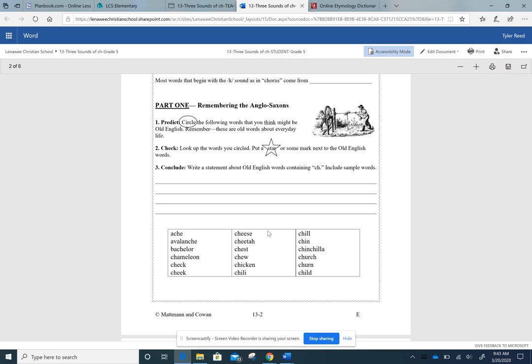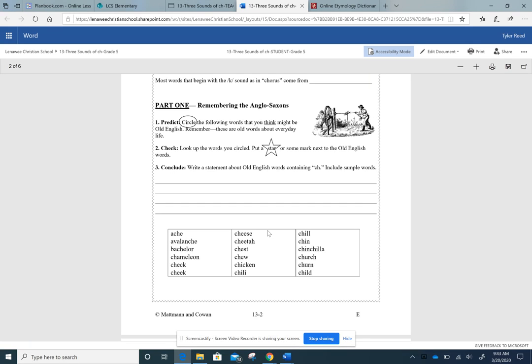And notice that think is underlined. It wants us to circle the words that we ourselves think are Old English words. We're kind of taking a good educated guess based on the knowledge that we learned at the very beginning of the year. Then it says, remember, those are old words about everyday life, just like I mentioned at the beginning of the video. And number two wants us to check.